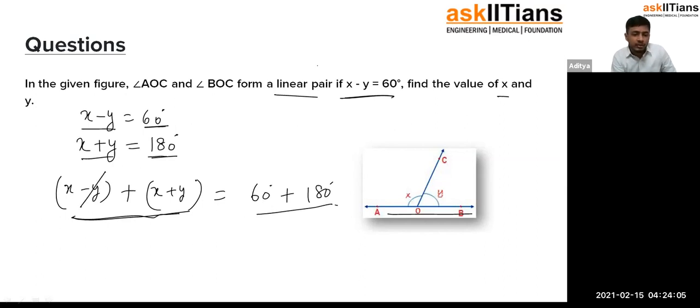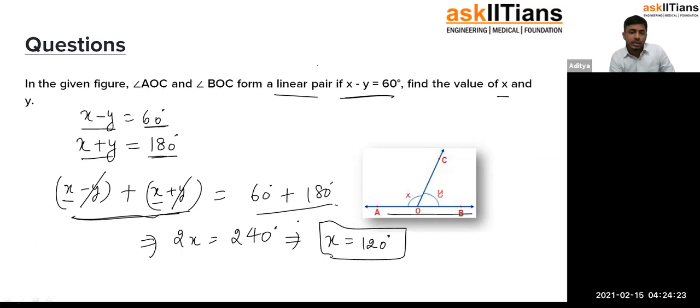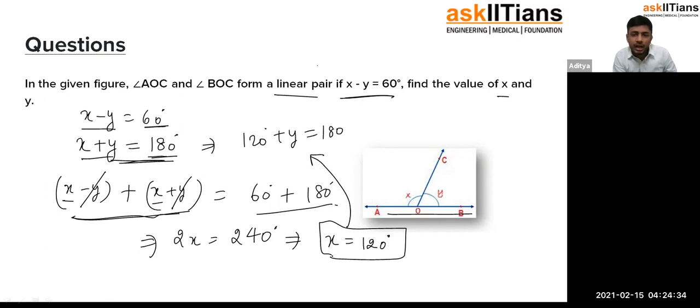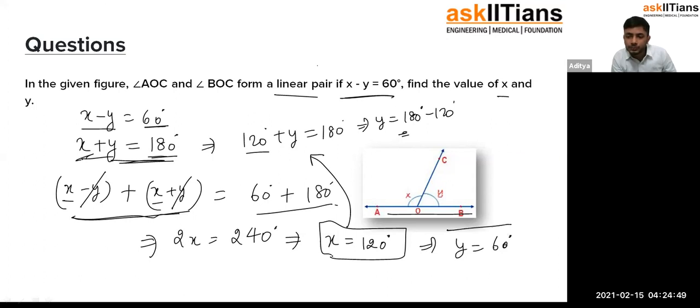Now here, y and minus y will cancel out, and we are left with x plus x, which will give us 2x equal to 180 degree plus 60 degree, which is 240 degree, which will give us x equal to 120 degree. Correct, so this is the value of x. Put this value of x back in this equation. 120 degree plus y equals 180 degree. I have just substituted the value of x here. So y comes out to be 180 minus 120, which finally gives us y equal to 60 degree. So that's the way we will do it. This is our answer. I hope this is clear to everyone.